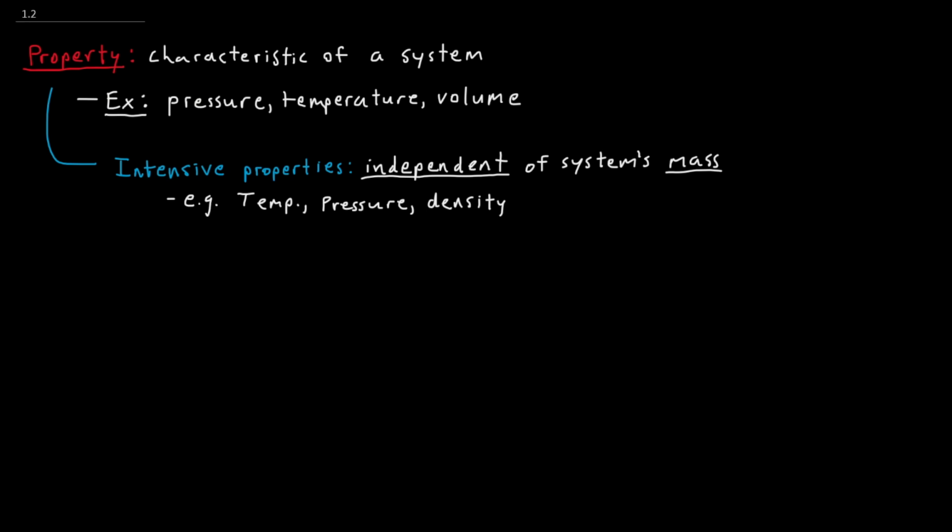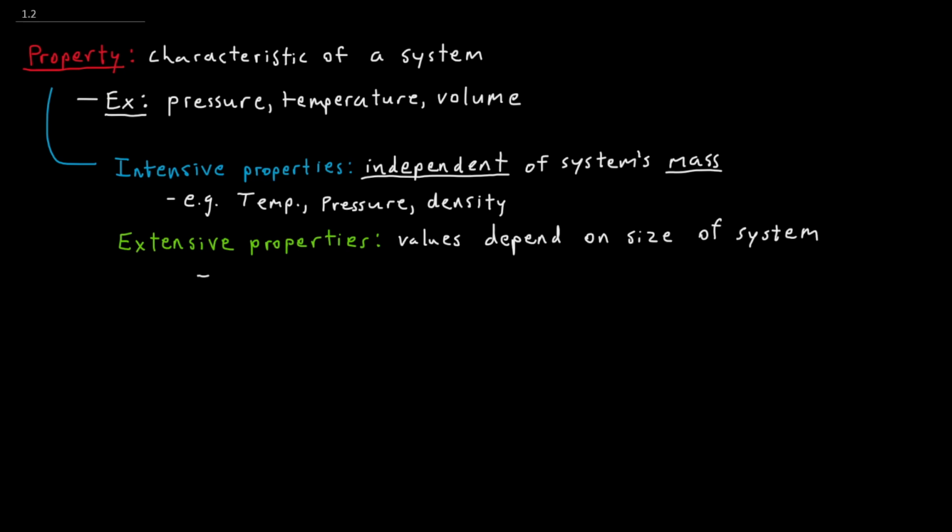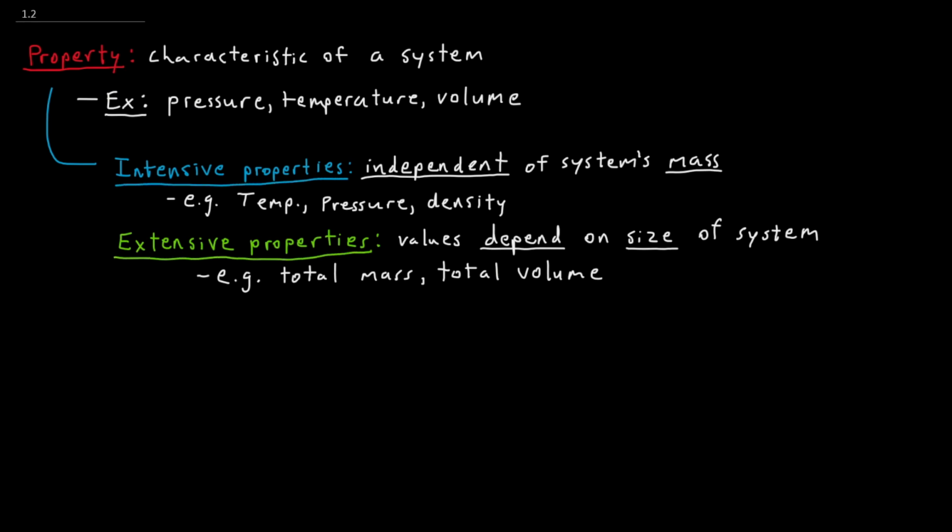And a good way to remember what intensive properties are is to notice that the word intensive starts with the letters IN, and so does the word independent. So now the second type of properties are extensive properties, which are basically the opposite of intensive properties, as these are properties whose values depend on the size of a system. So for example, this can be the total mass or total volume of a system. So there you have the two major types of properties in thermodynamics.